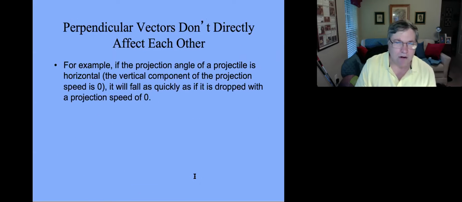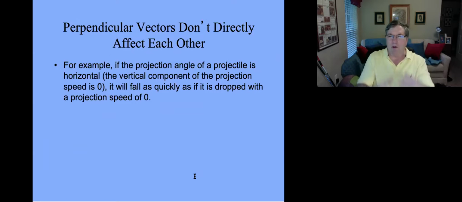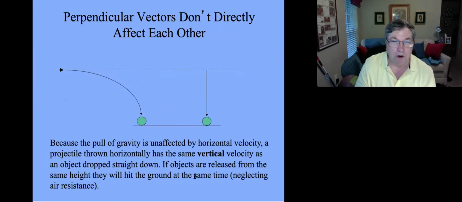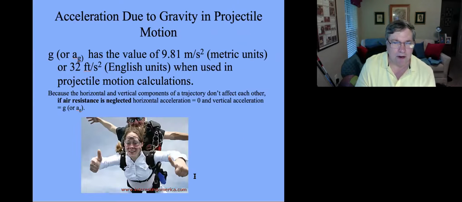So pretty straightforward, I think, for the most part. Perpendicular vectors don't affect each other. What the heck does that mean? That means gravity can only affect the y component, can't affect the x component. Fluid drag can, but not gravity.